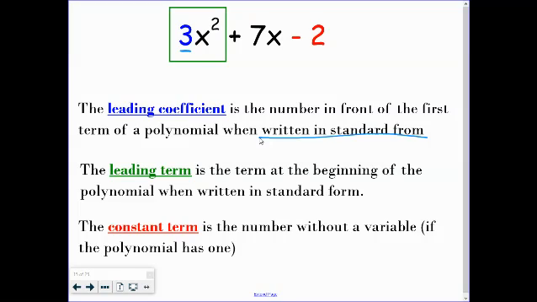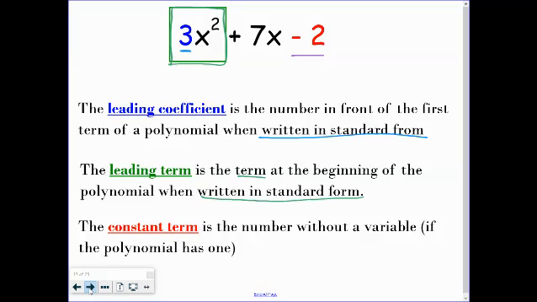The leading term then is the entire term at the beginning of the polynomial when written in standard form. Again, these must be written in standard form first. So you see I have this green box around the whole thing. That's all the leading term. And then lastly, the constant term is the number without a variable, if the polynomial has one. So notice in red I've got right there -2. That would be the constant term.